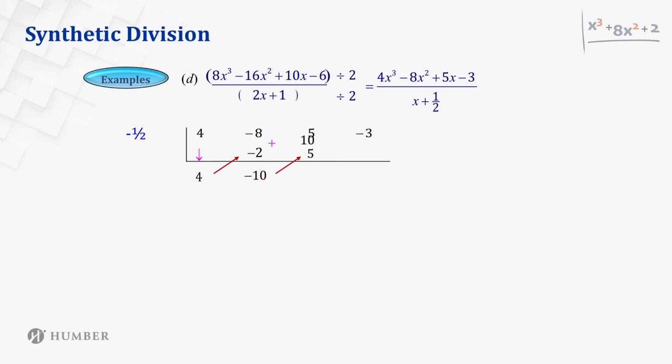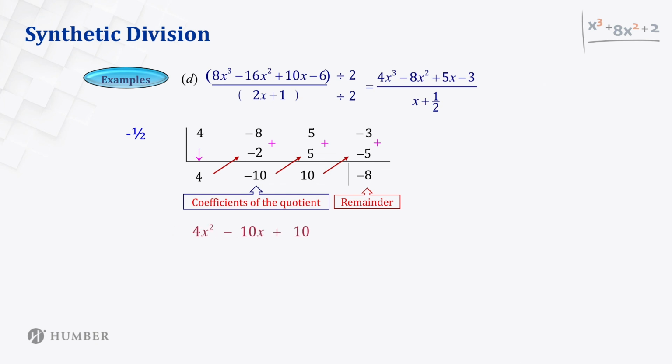Next, add down to get 10. We then multiply 10 by -half to get -5. Finally, add down to get -8. The last value, -8, is the remainder of this division, and these 3 numbers are the coefficients of the quotient. Since we started with a degree 3 polynomial, our quotient would have degree 2. So the quotient would be 4x squared minus 10x plus 10, minus 8 over x plus half.